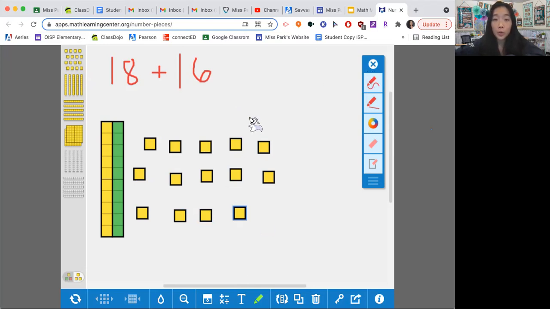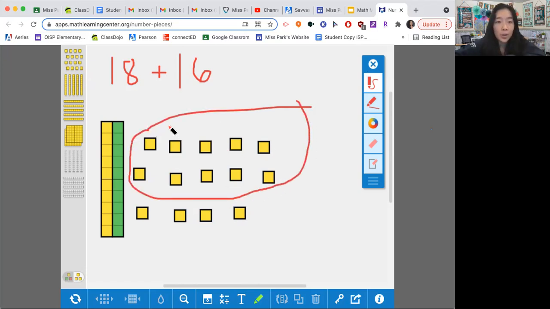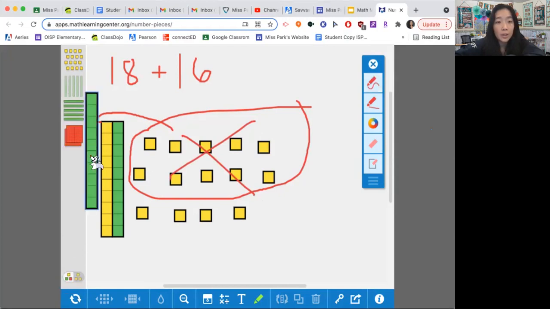When you know you need to regroup, what you're going to do is you're going to circle that 10. So let's circle a 10. So here's that 10. And then we're going to add it here with our other 10s. Because now these are no longer considered ones. We're going to consider them 10s. So here it is. All right.